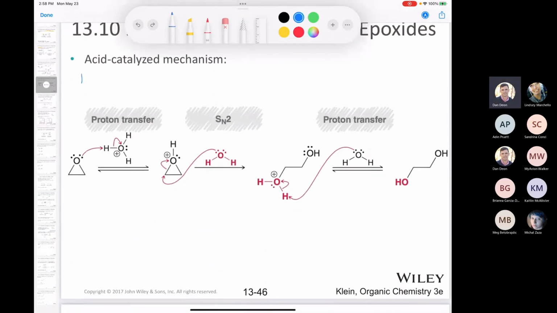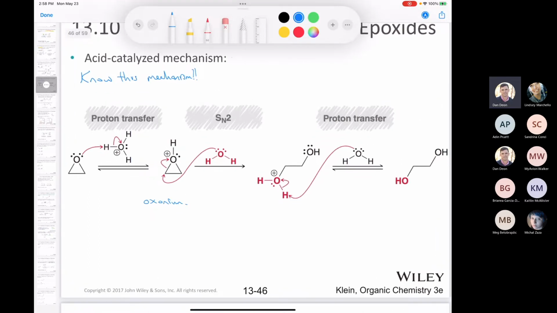And I'll put here, know this mechanism. Make sure you know this one. The first step is just the proton transfer to form the oxonium. And then water can come in as a nucleophile. You open up the ring, then you do another proton transfer. So not a very complex mechanism, but an interesting one nonetheless.